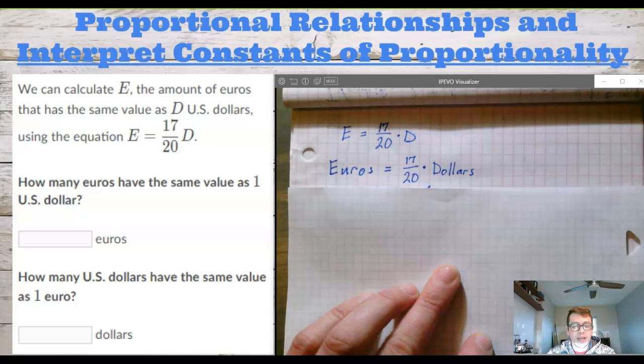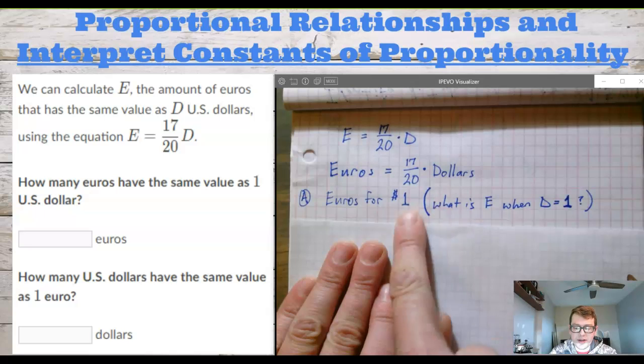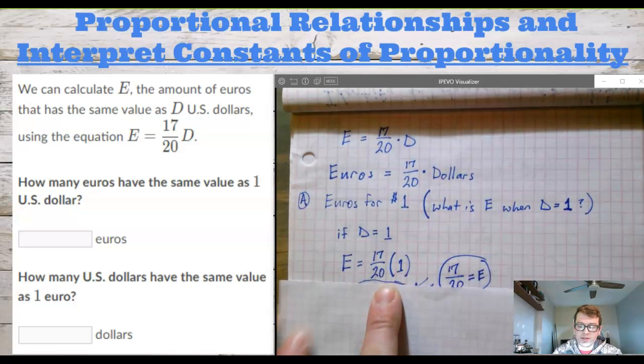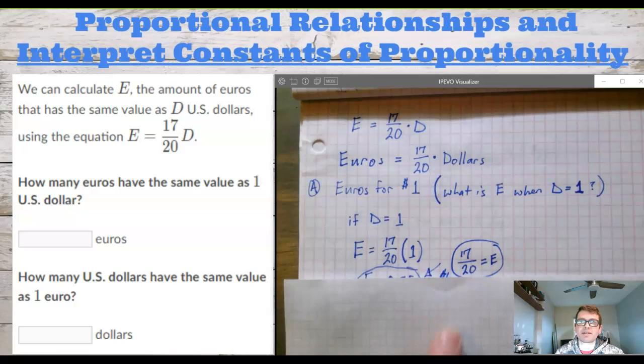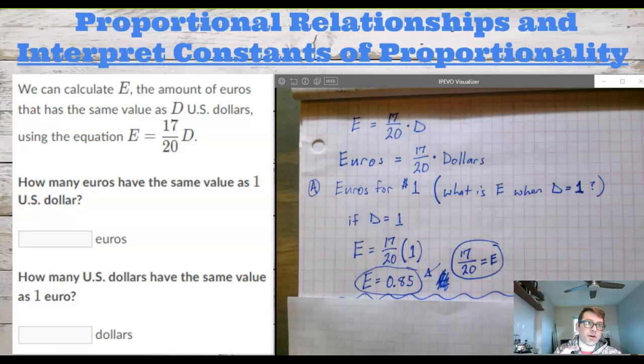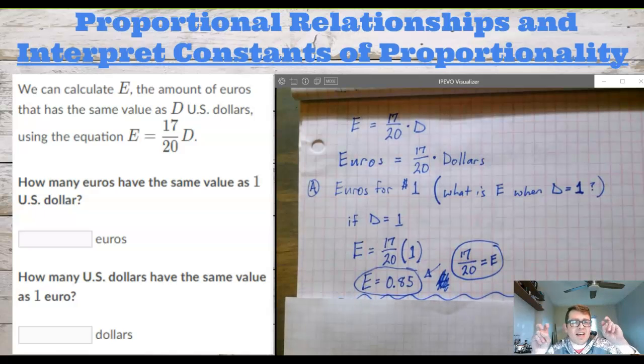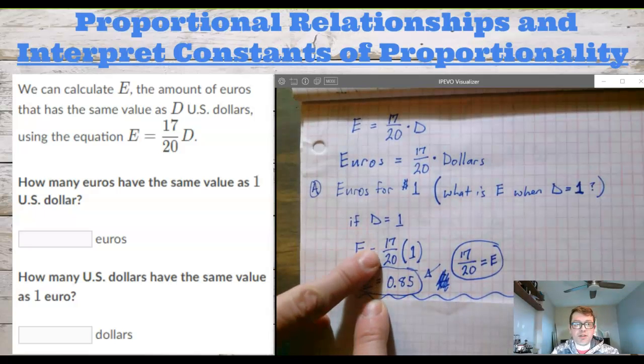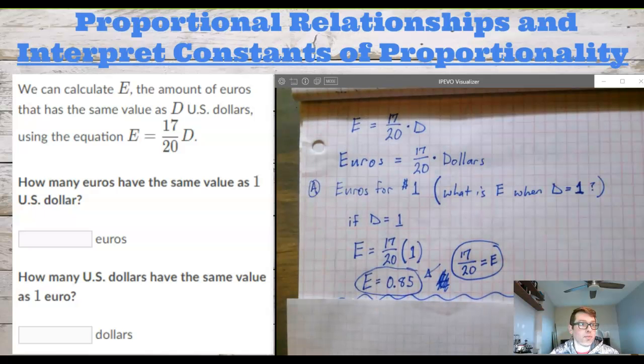Stella, what do you think? Less than a euro. It's less than a euro, right? Because if I plug in $1, one US dollar, our answer is 17/20ths, which is less than 1. So guys, $1 US would get you less than a whole euro. If you want to think about it like cents, but it doesn't work like this, it's 0.85 euros actually. So 17/20ths as a decimal is 0.85.